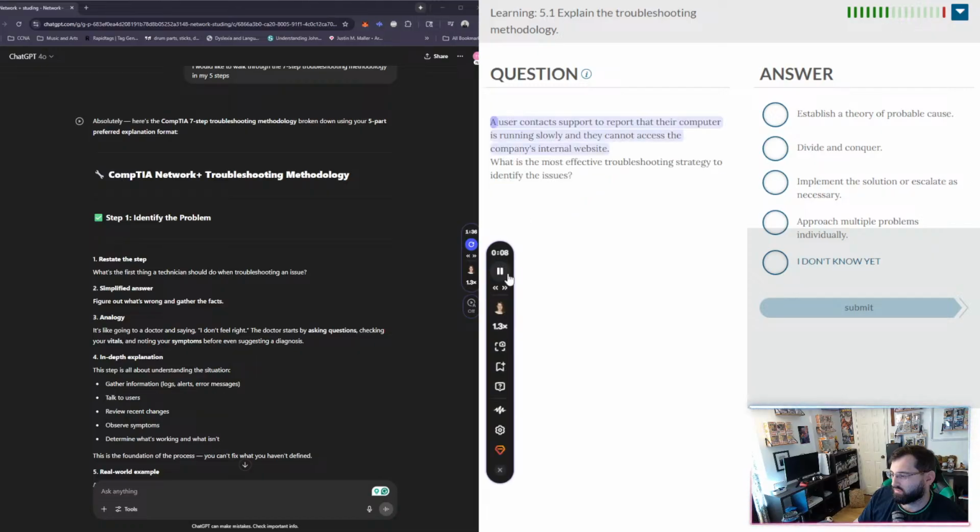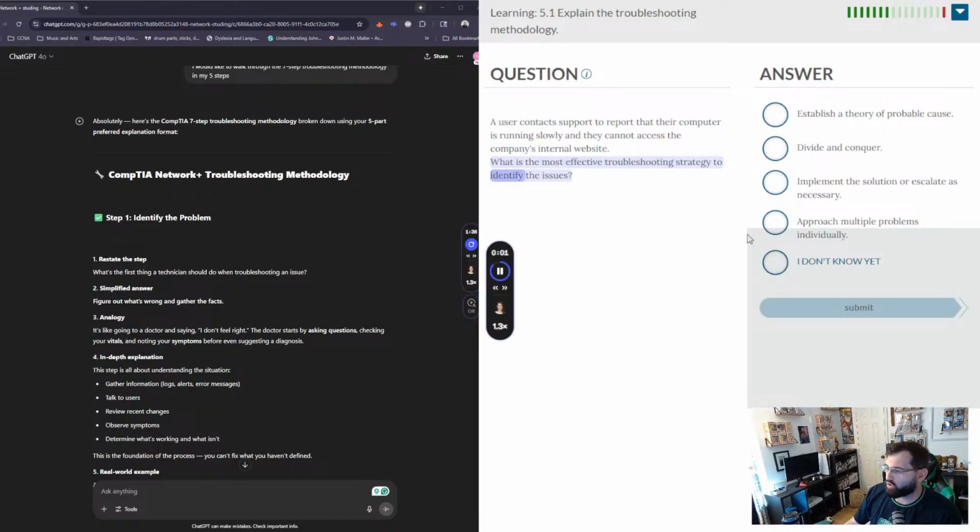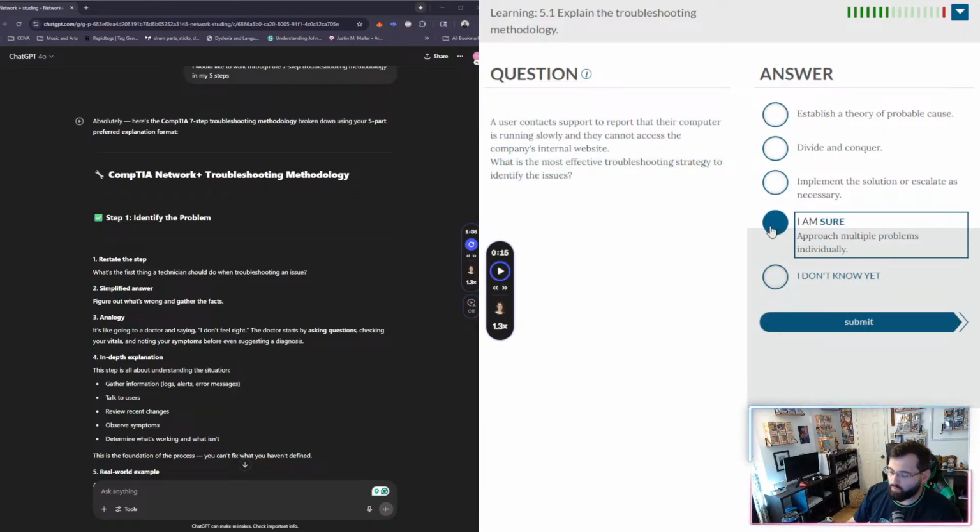We're good. A user contacts support to report that their computer is running slowly and they cannot access the company's internal website. Two problems. What is the most effective troubleshooting strategy to identify the multiple issues? Approach the problems individually. Assume that they're not connected, even though they might be, but you'll figure that out later.